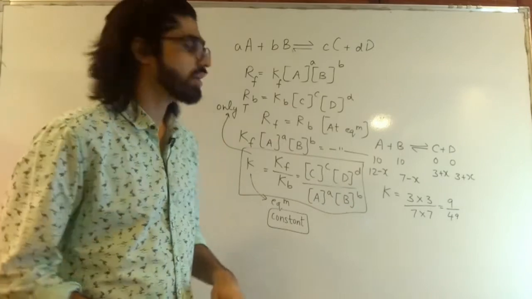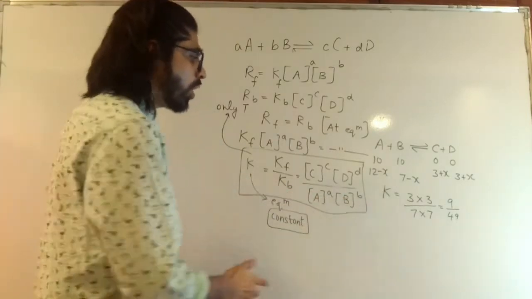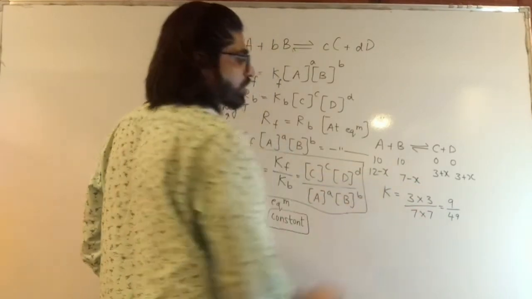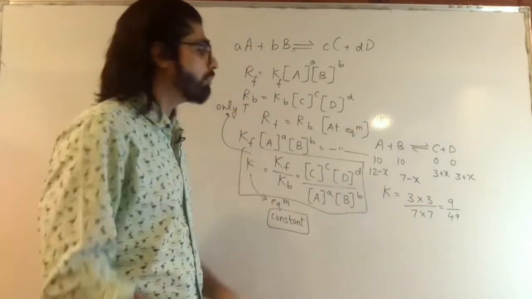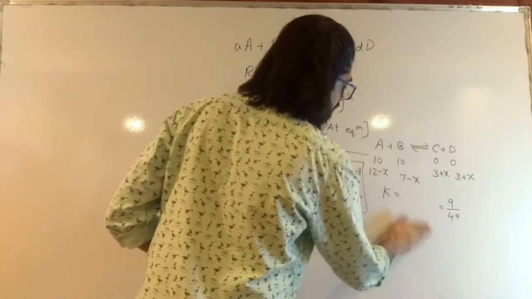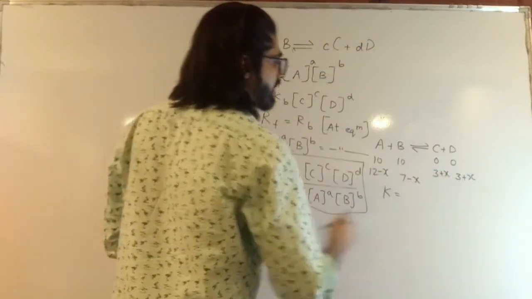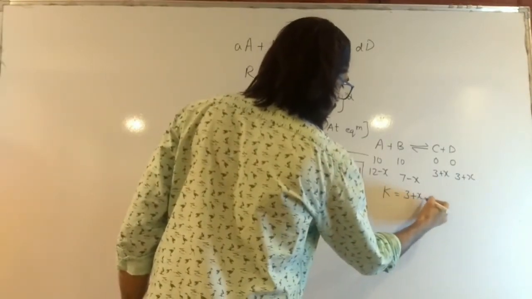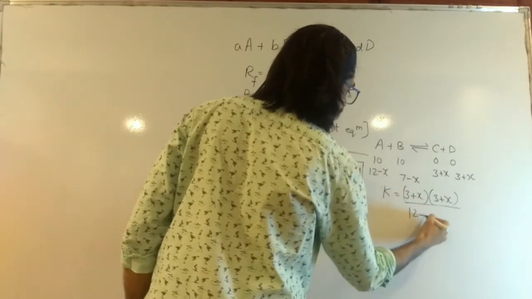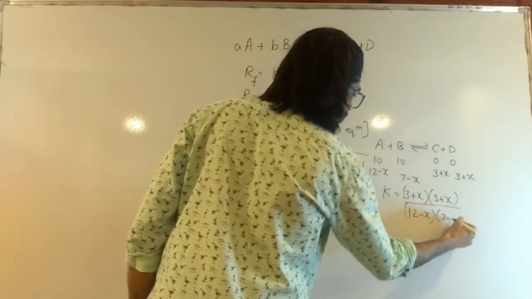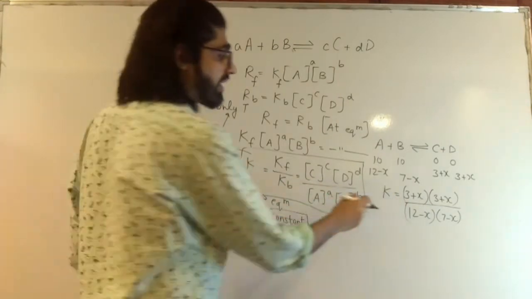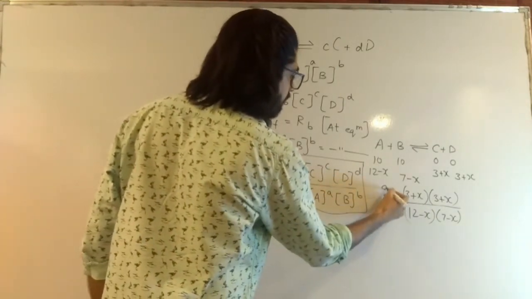So at equilibrium conditions, I can say that K will be equal to concentration of C into concentration of D upon concentration of A into concentration of B. But the numbers will now not be 3377. The numbers will now be written as 3 plus X upon 12 minus X into 7 minus X, and I am equating it with K. Keep in mind the K value for this reaction was 9 by 49.